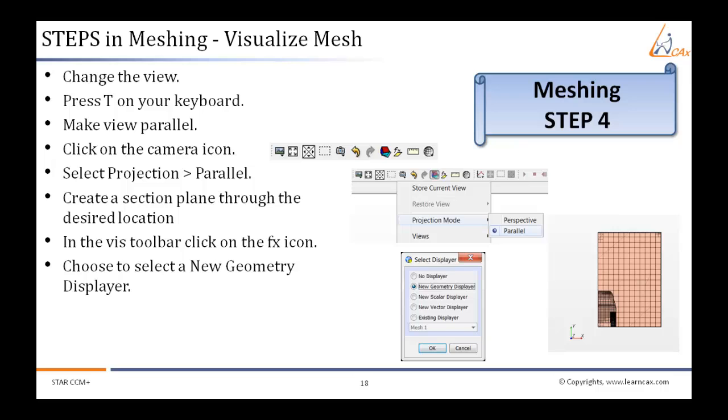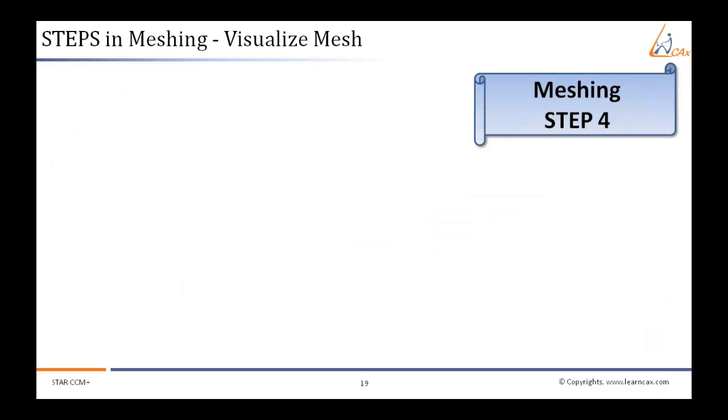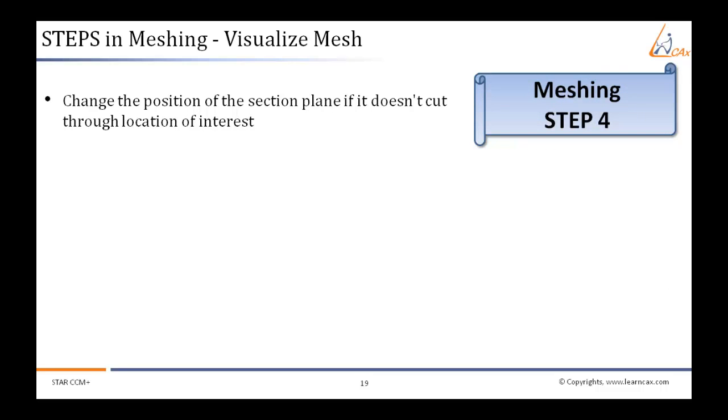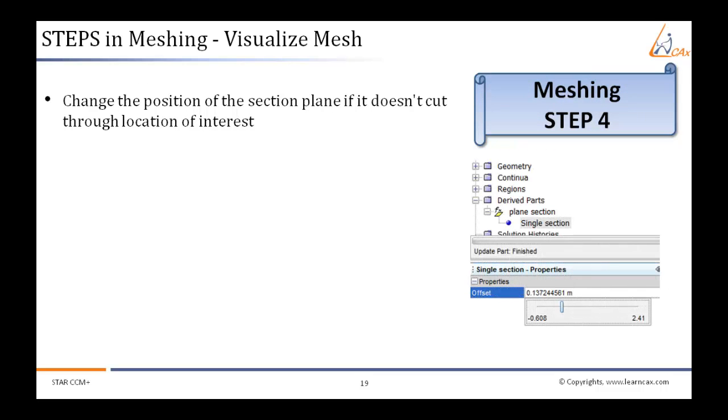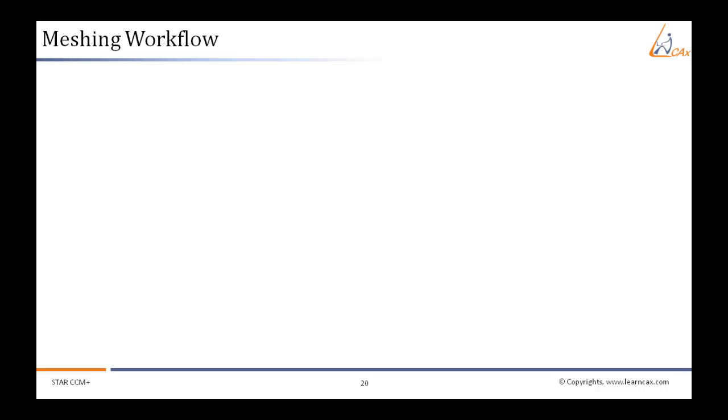Continuing explanation of techniques to visualize the mesh, next we see how to change the position of the section plane. Change the position of the section plane if it doesn't cut through the required location. Go to Derived Parts and then the plane section. In the Properties window of the section, click on the offset value. A slider appears and allows adjusting the position interactively. I hope you have got enough idea on techniques to see and inspect the generated mesh.